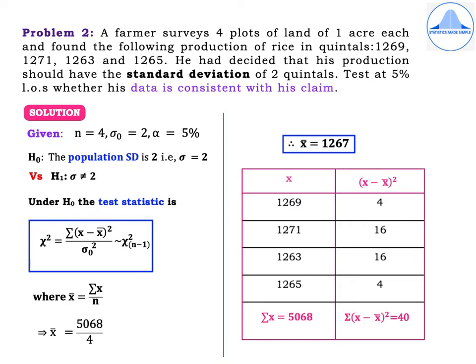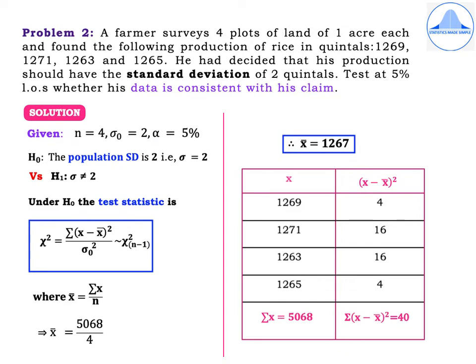So we know that x bar has the formula summation x divided by small n. So on the right hand side I have formed a table where the x values are listed, that is 1269, 1271, 1263, 1265. So we get summation x equal to 5068. So x bar is 5068 divided by 4, that is x bar is equal to 1267.